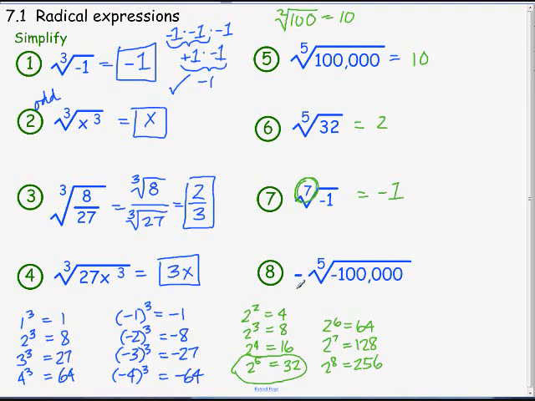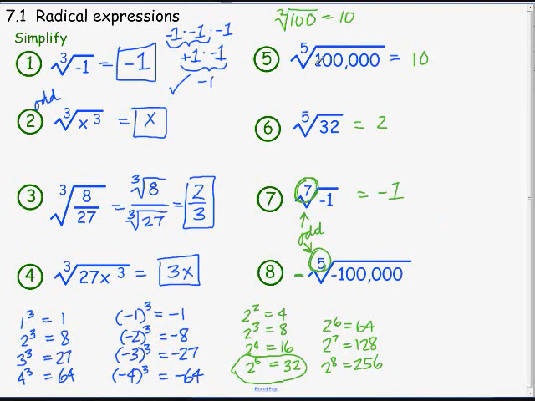Now, what's happened here? This time, I'm taking a negative, right? Here it is, a negative. And I've got a negative radicand, but that is okay, just as it was here, because this is odd. If the root is odd, you can deal with a negative radicand.